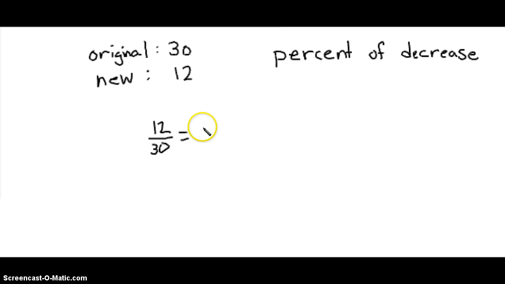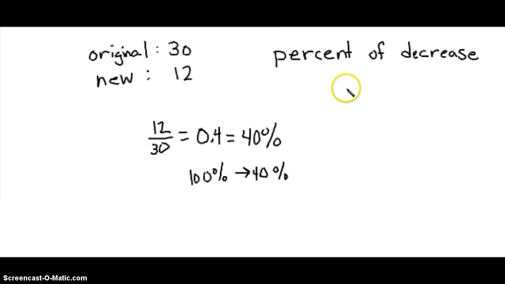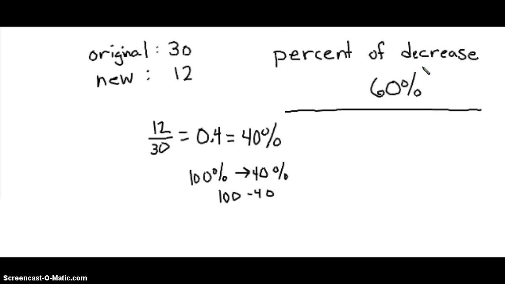We get 0.4, which is 40%. We went from 100% down to 40%. That means I had a percent decrease of 100 minus 40, or 60%. So my answer would be a percent of decrease of 60%.